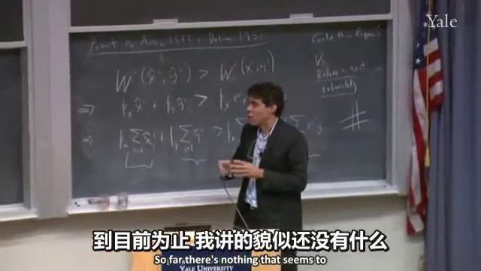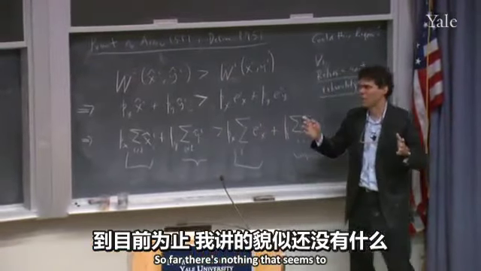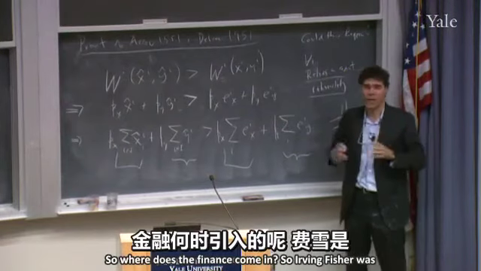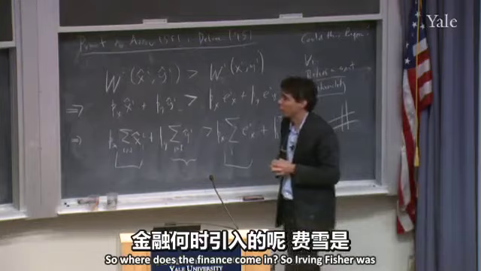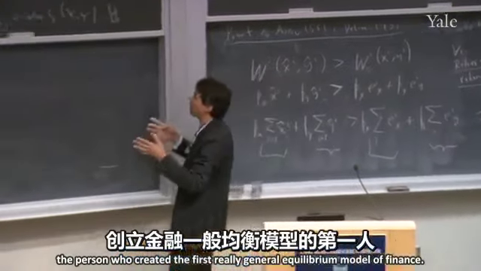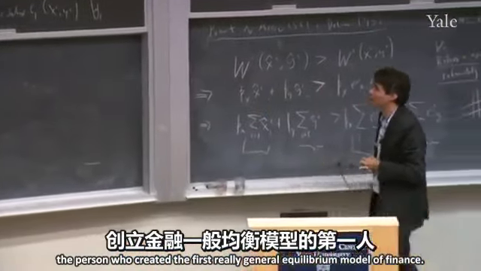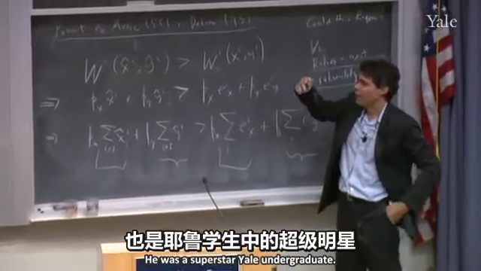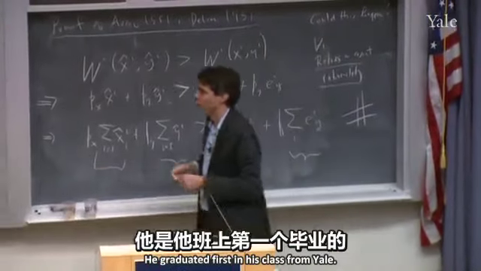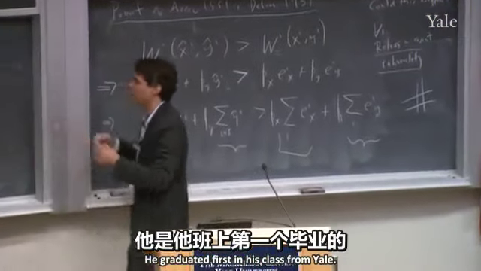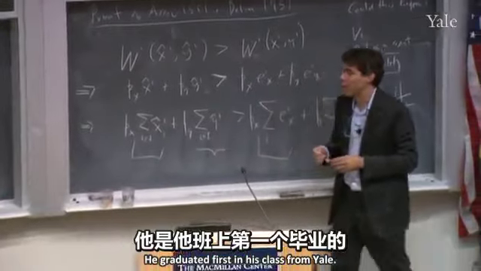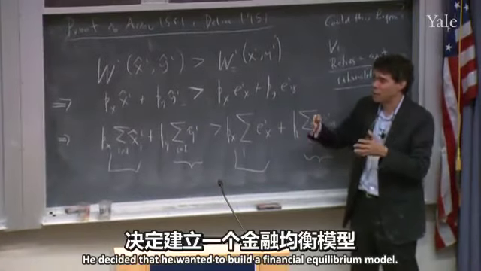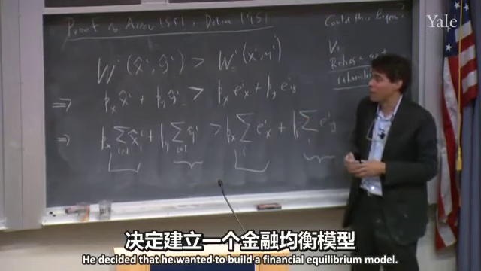Okay, so far there's nothing that seems to directly involve finance in what we've been talking about. So where does the finance come in? Irving Fisher was the person who created the first really general equilibrium model of finance. He was a Yale undergraduate, a superstar Yale undergraduate. Anyway, he graduated first in his class from Yale. He decided that he was a math major. He decided that he wanted to build a financial equilibrium model.